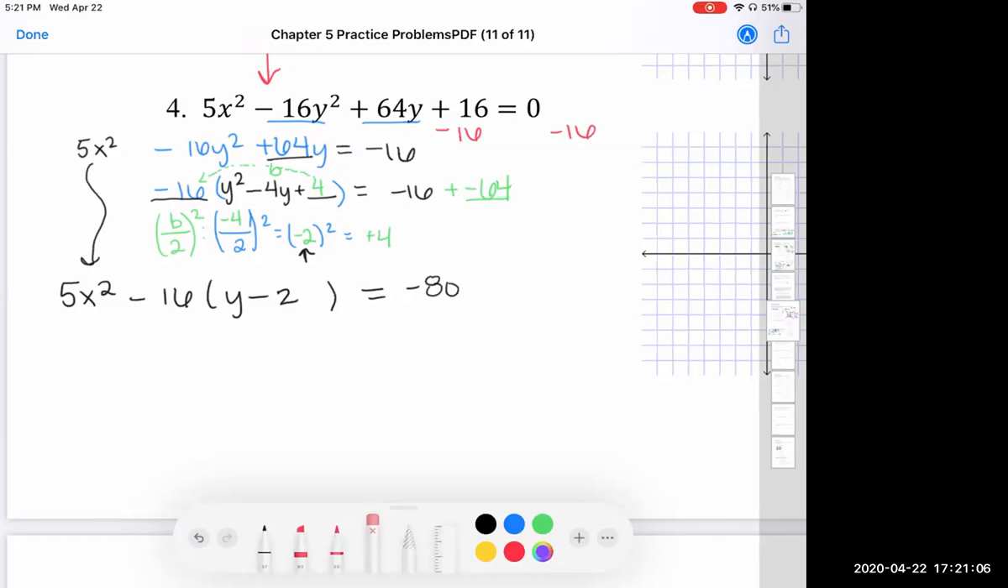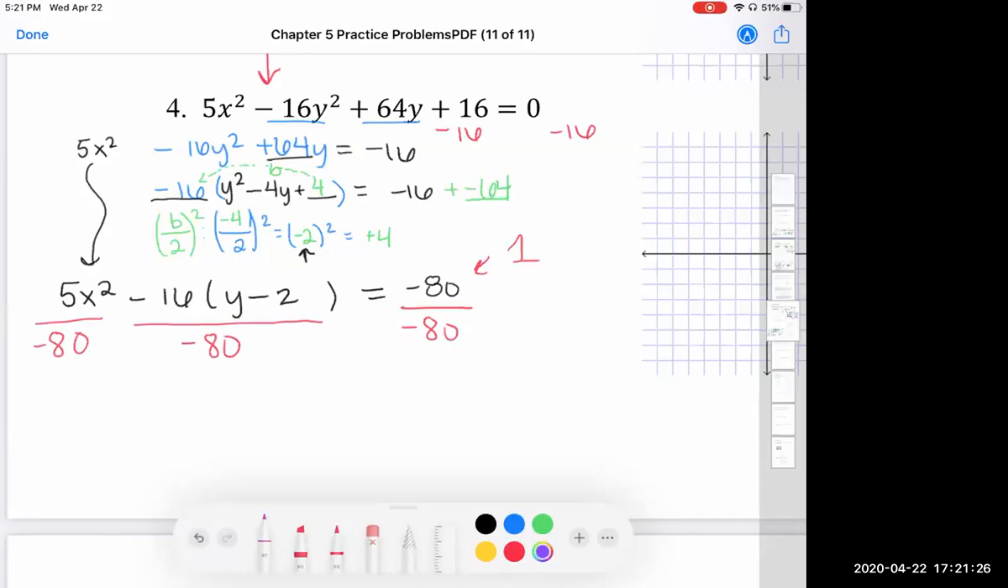Okay, now we need to make this number equal to 1. The only way to make that a 1 is to divide it by itself. So let's divide each term by negative 80.